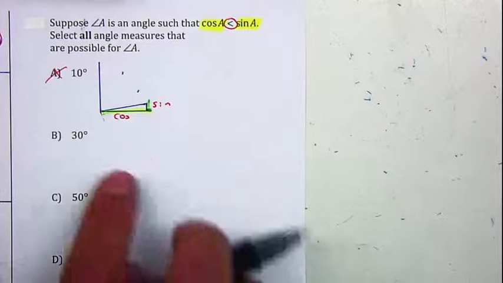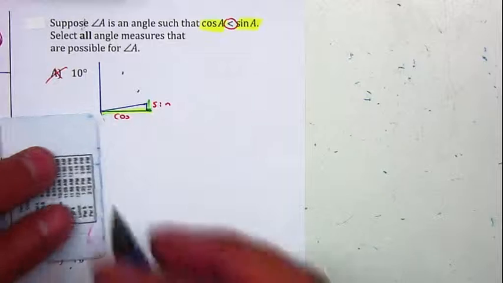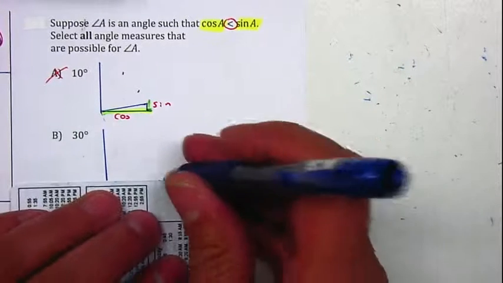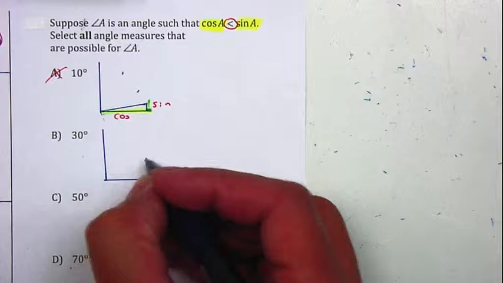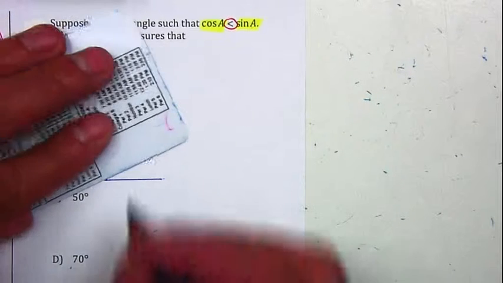Let's try letter B. Now if you want to do all the angles in one quadrant, it's fine. I prefer to do it separately so I can easily go back and see which is greater and which is less. But I can do them all at once. 30 degrees, I'm going to place my two dashes, and that'll be 30, 60, and 90. 30 degrees is located here.